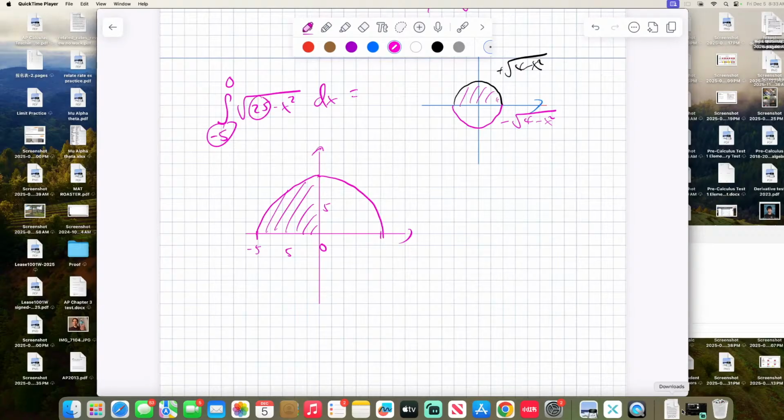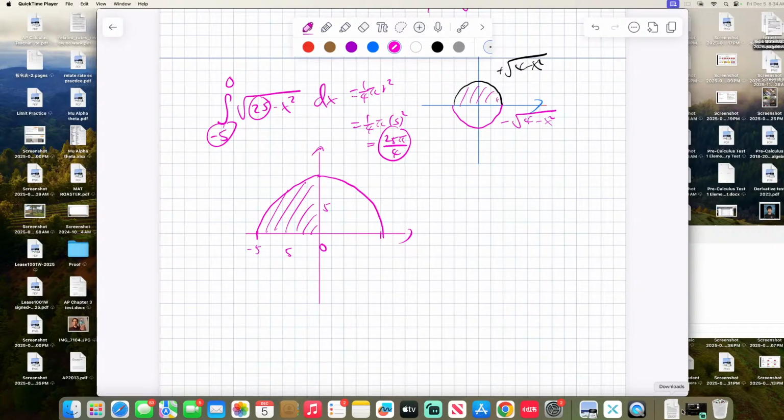It's a 5. So it's pi r squared times 1/4. Why is it 1/4? It's a quarter circle rather than a half circle. So it'd be 1/4 pi times 5 squared. So that's going to be 25 pi over 4. So the answer is 25 pi over 4.